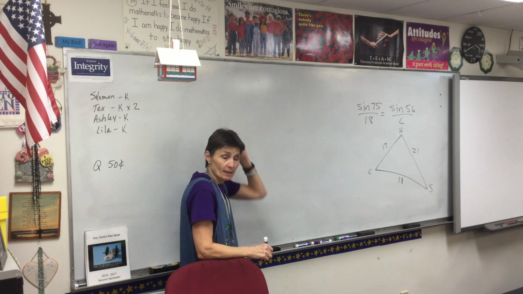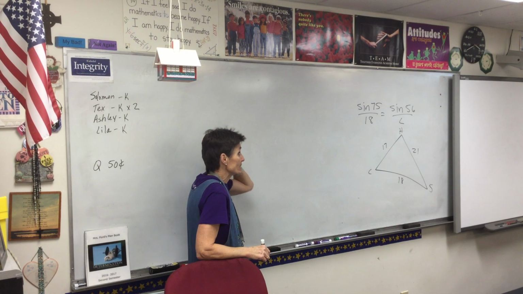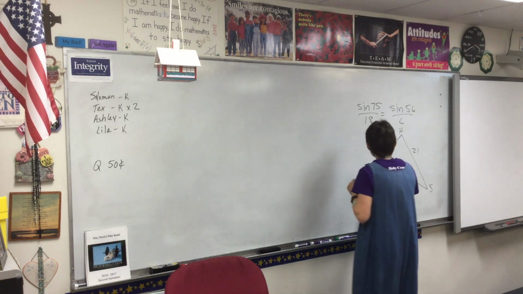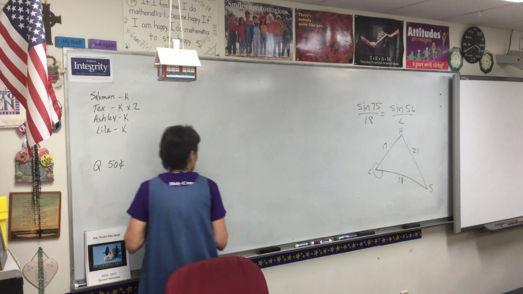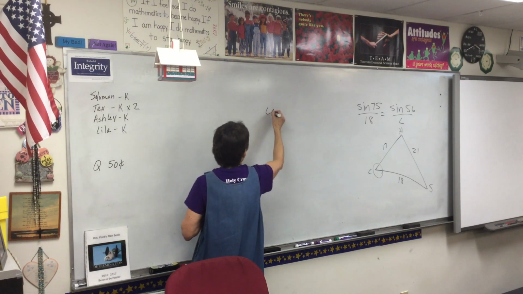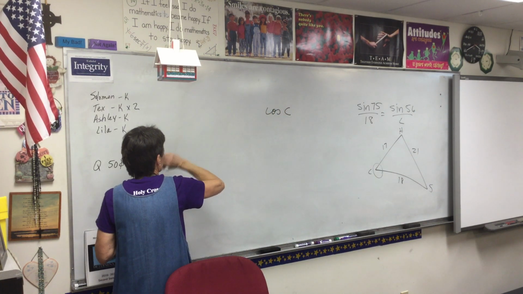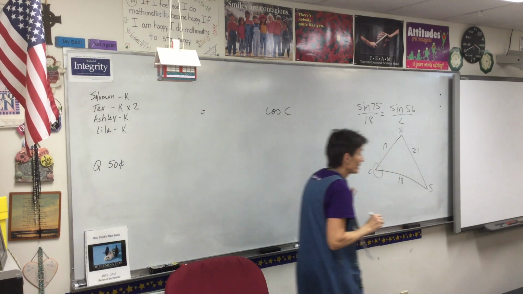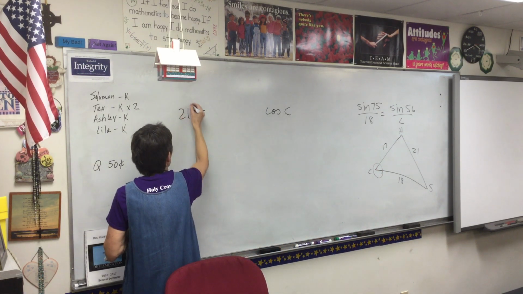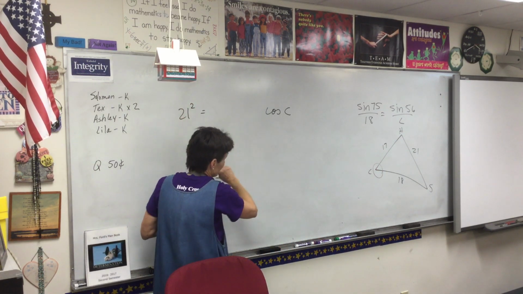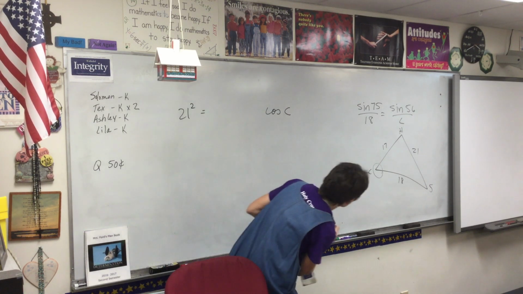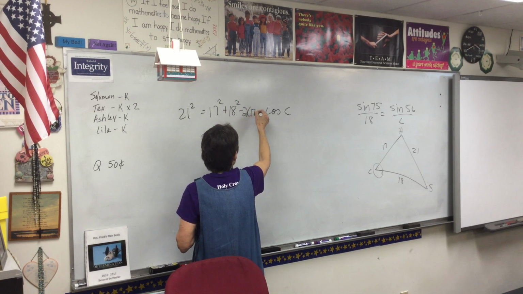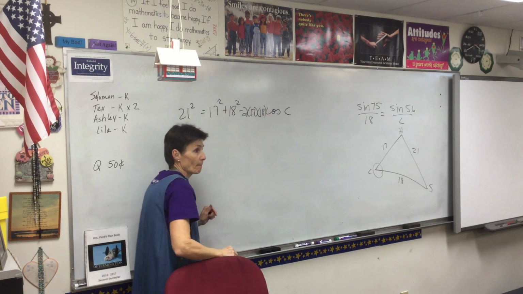Have to be cosines? So which angle do you want to find first? It doesn't matter, but let's all do the same one. C? So if we're going to find C first, then we're going to have cosine C over here. And over here will be 21 squared, the side that goes with the C. And then in the middle, we'll go 17 squared and 18 squared minus 2 times 17 times 18 cosine C.